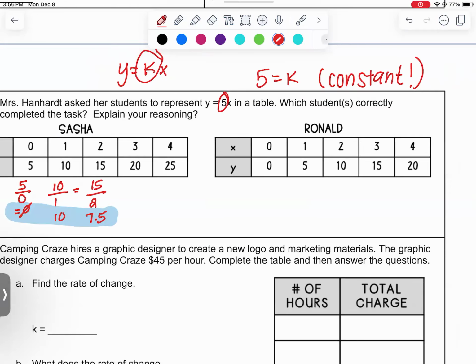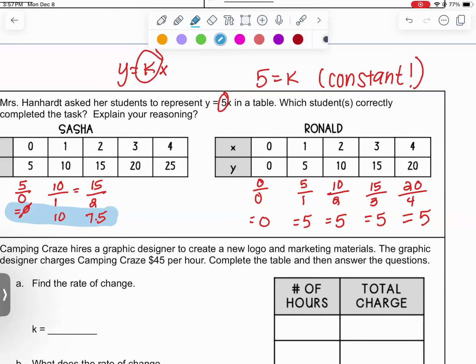Let's look at Ronald. If I'm looking here, okay, y over x, 0 divided by 0 is 0. 5 divided by 1 is 5. Ooh, it's looking promising. 10 divided by 2 is also 5. 15 divided by 3 is 5. And 20 divided by 4 is 5. So go ahead and write this down. Every single time I'm dividing y over x, I get 5. That means my constant or my K is 5, and that is what I wanted. Let's do it in green because it's correct. I see my constant is 5.